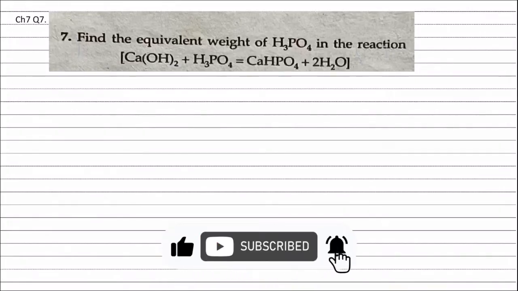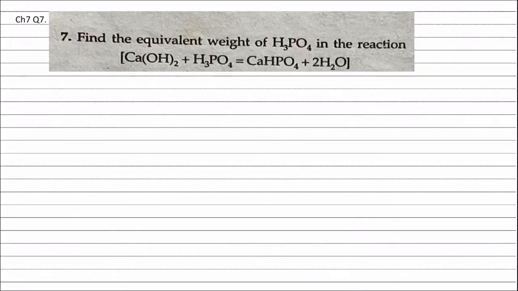Question 7. Find the equivalent weight of H3PO4 in the reaction calcium hydroxide reacting with H3PO4 forming calcium hydrogen phosphate plus water. Now how many H plus ions are furnished by H3PO4? As can be seen from the reaction, only 2 H plus ions are furnished by H3PO4. Therefore, basicity of H3PO4 will be 2.